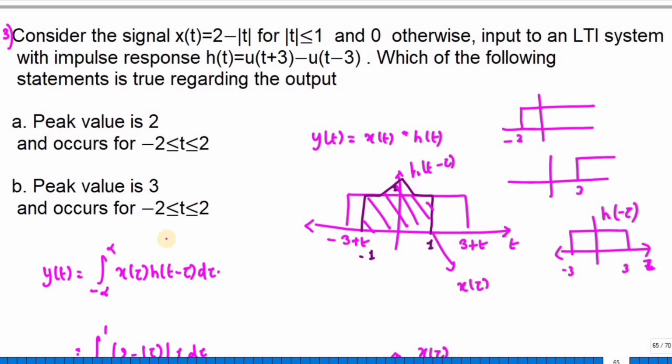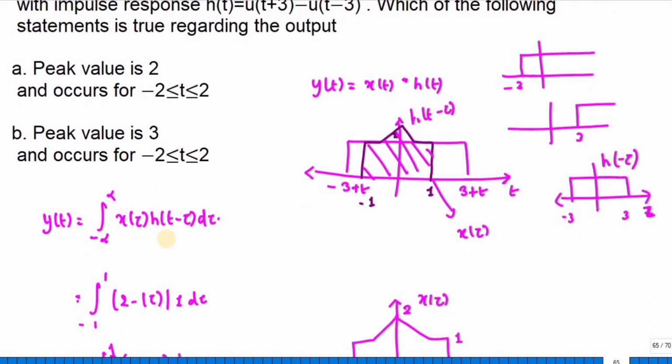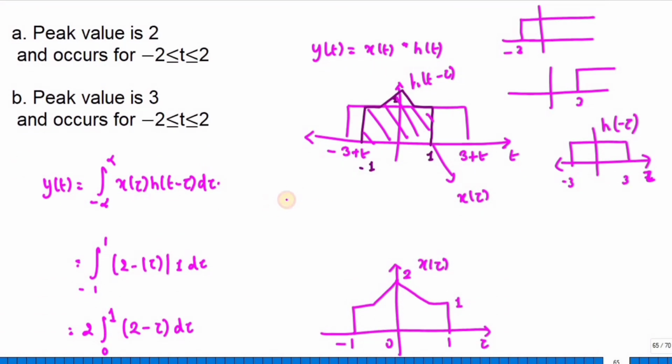So you can see here -3 plus t is less than -1. So I can write t is less than 2, since the 3 comes here. And here 1 is less than 3 plus t, so I'll get -2 is less than t. So if I combine, I will get the t values from -2 to 2 and the peak value is 3. Okay.